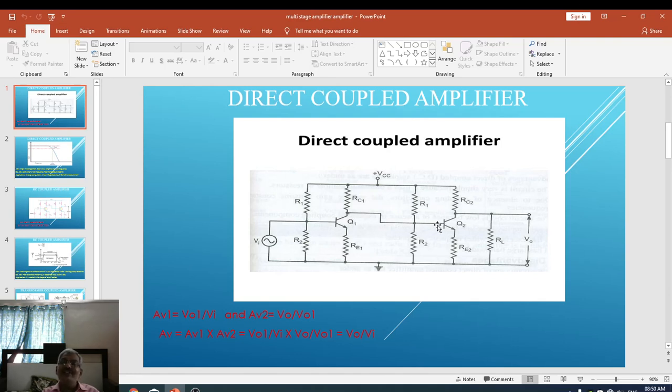This is the reason why it is called a direct coupled amplifier. From this to this, there is one stage of amplifier. From here onwards up to the load resistance forms the second stage of amplifier. Both are coupled directly with each other.